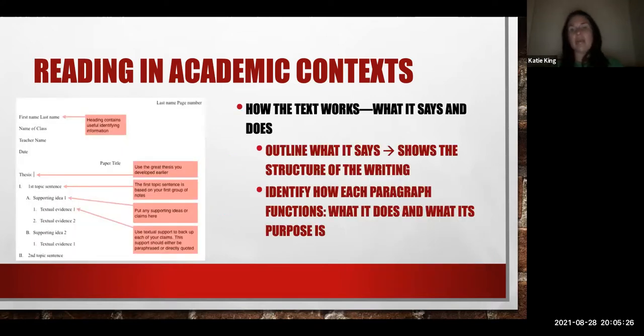Make sure you know how the text works, right? What it says and what it does. So another form of annotation we can do is outlining the text once we've read all of it, and really look at the structure of the writing, okay? And think about how each paragraph functions, what it does, what its purpose is, etc. Again, in a typical college essay, you're gonna have the intro paragraph with a thesis, then you're gonna have body paragraphs with claims, evidence, and analysis. We'll talk more about that in a moment. And you know that you're gonna keep doing that till you get to some sort of conclusion.